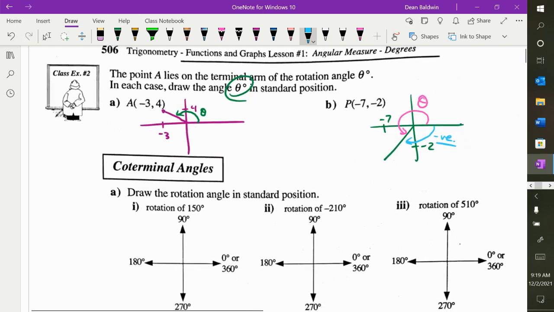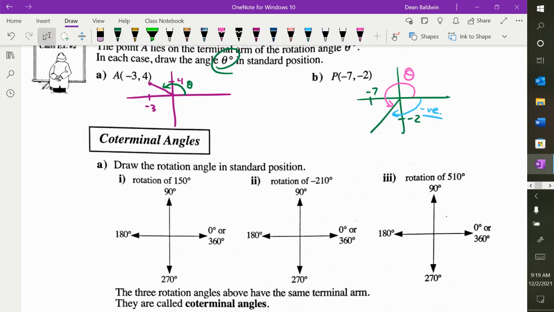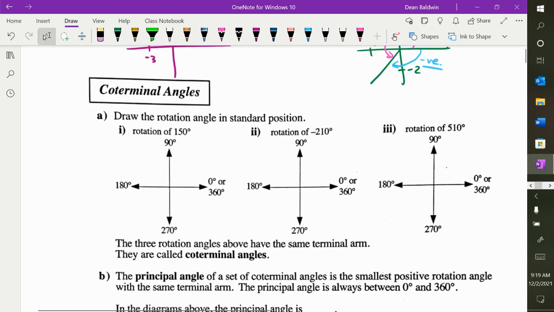But that leads into this one, because those two angles in B would be called coterminal, because you end up in the same spot, which is the second part here. Coterminal angles, it's just a fancy way of saying you end up in the same place. So if I have a rotation angle of 150 degrees, what quadrant am I in? 2, right?